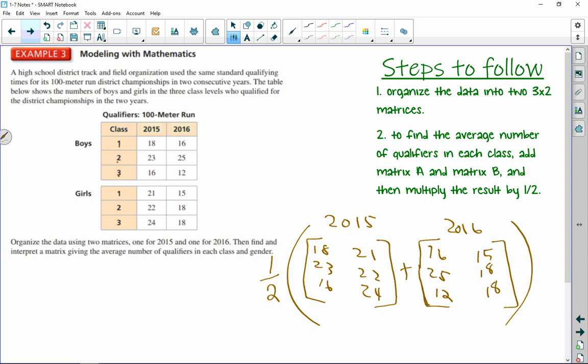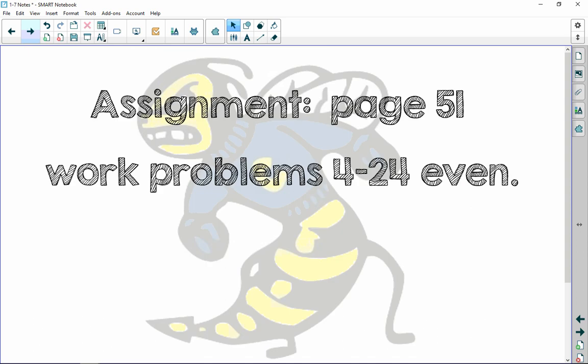Everybody clear on that? Alright. I think you guys can handle the rest, right? So what would I do first? Would I add first? Yes. Okay, and then multiply by 1/2, right? Okay. So there's your assignment today. Should be pretty easy. You only have one word problem like example 3. The rest of those problems are very similar to example 1 and example 2.